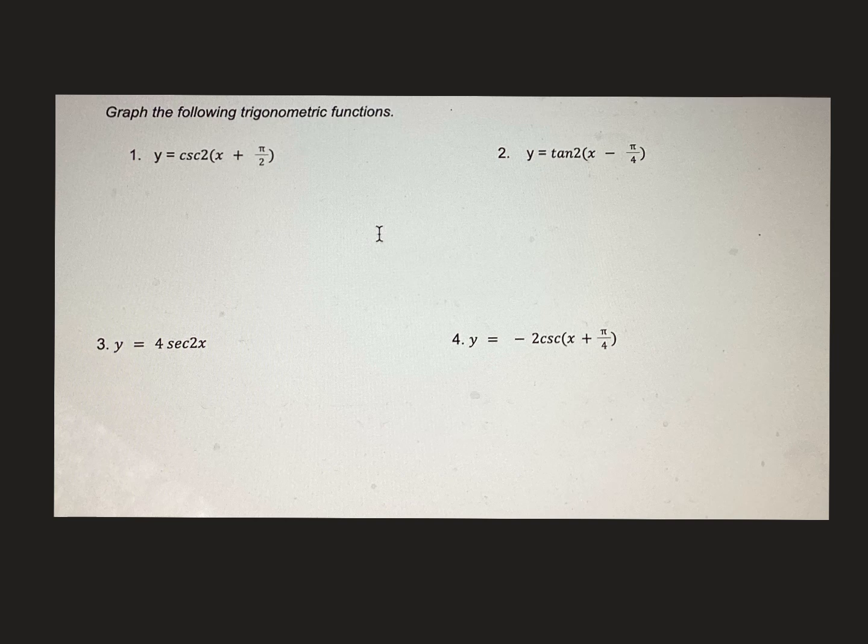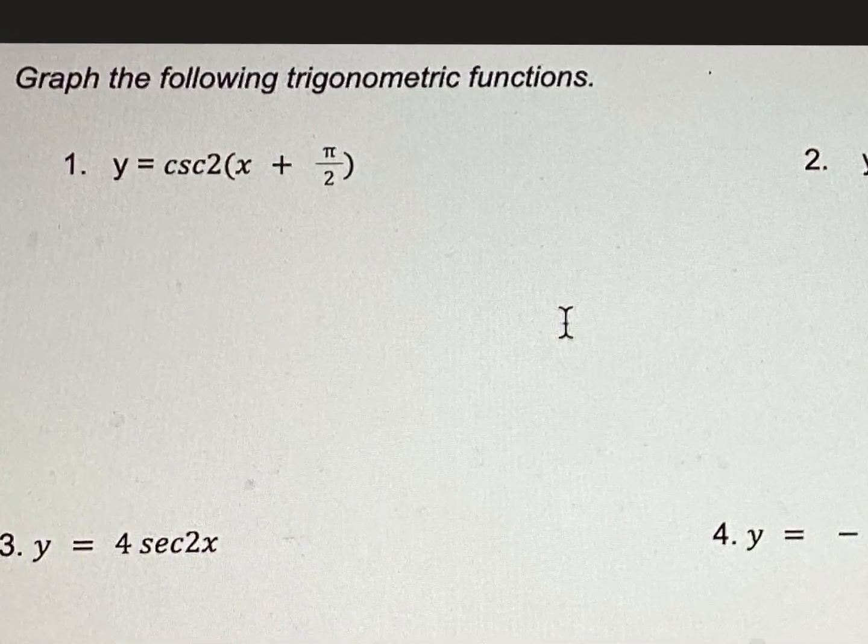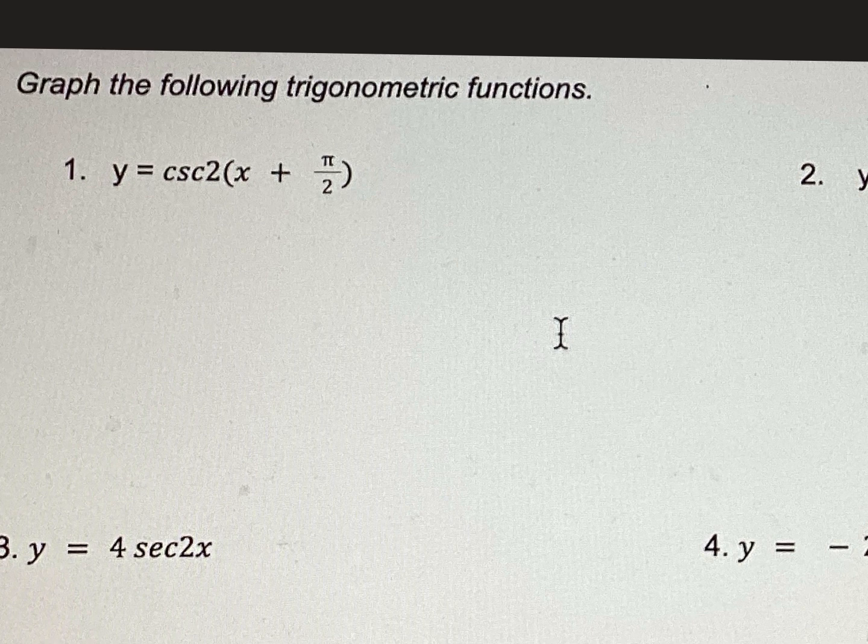All right, guys, I'm gonna break down and make a video here for this practice test, or review. Here we go. So number one, I'm always gonna distribute that 2 to the parentheses.